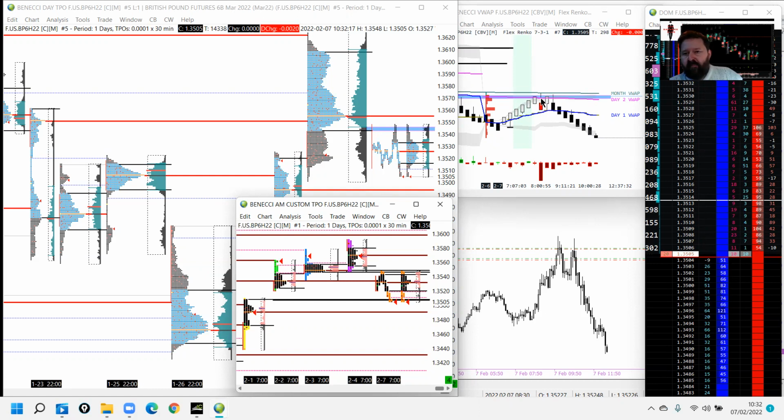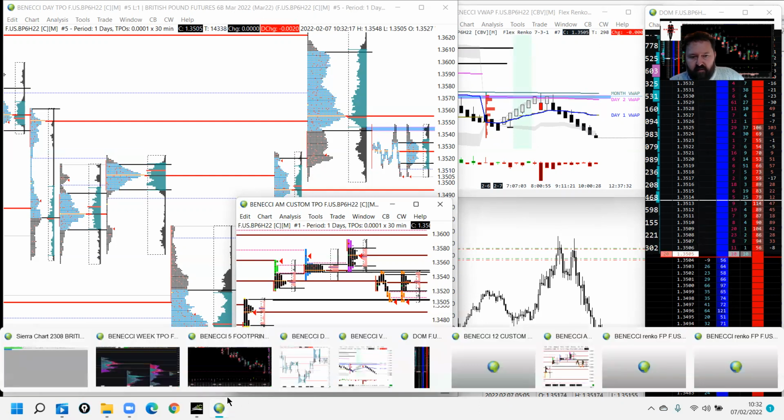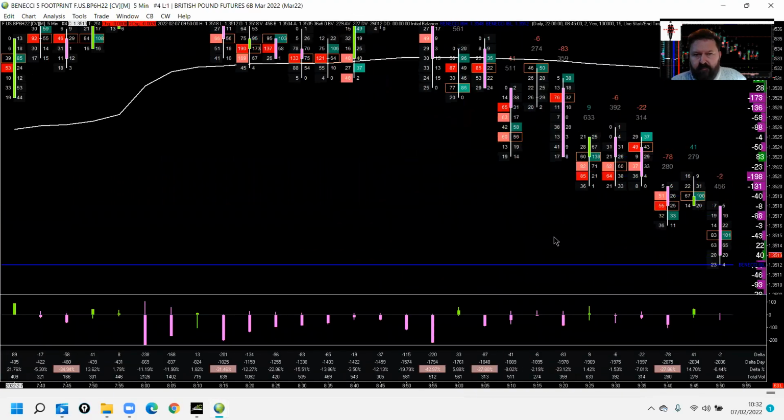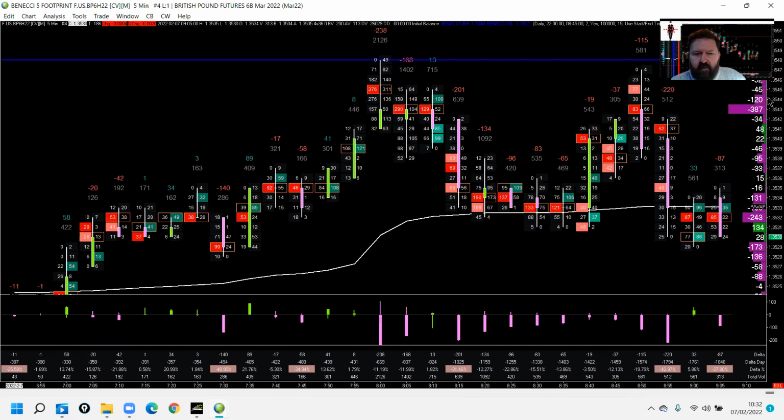We then came back up, put me in a few pips of drawdown, retested, and then I was confident that we would be seeing a bit more of a reaction, and so I scaled in more positions. But we'll quickly pull up the footprint chart and I can show you. Right, so here we go.